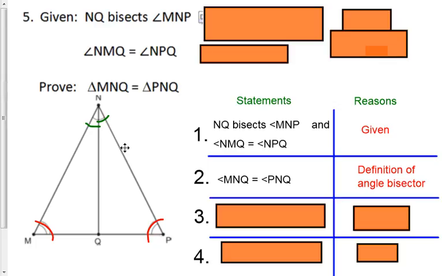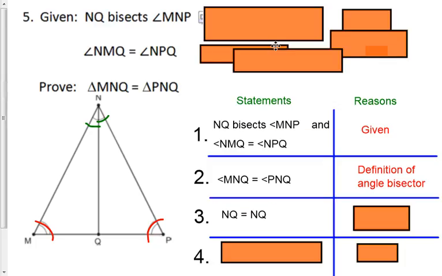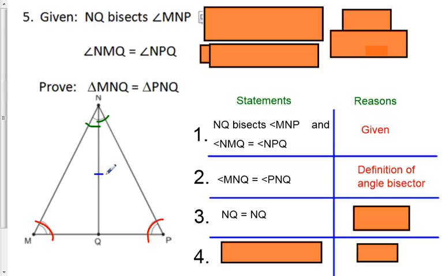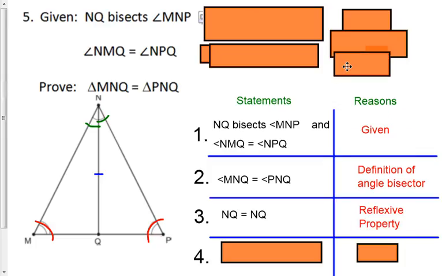At this point, we need to find a side that is going to be equal to each other and say why that is. So we can say that this side, Q to N, or should I say N to Q, equals N to Q. This side is exactly as big as this side itself. Why can we say that? Why do we know that? Well, this is where you'd use the reflexive property. Any line has to be just as big as itself, no matter what.